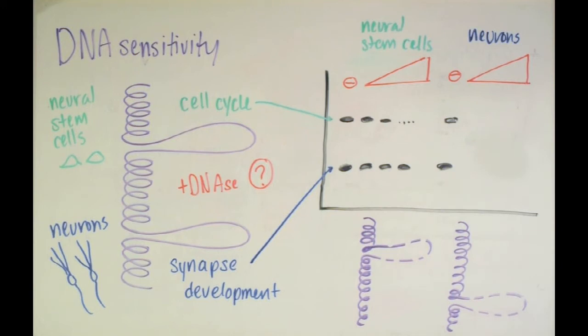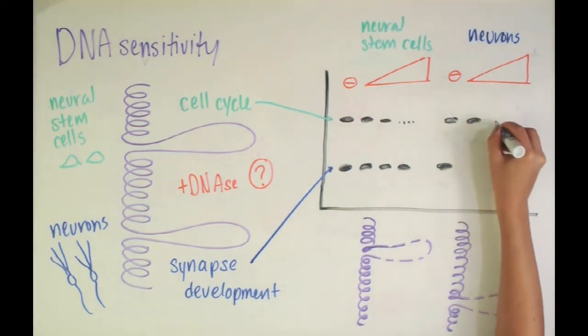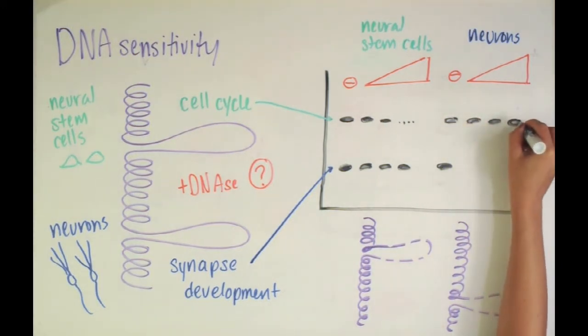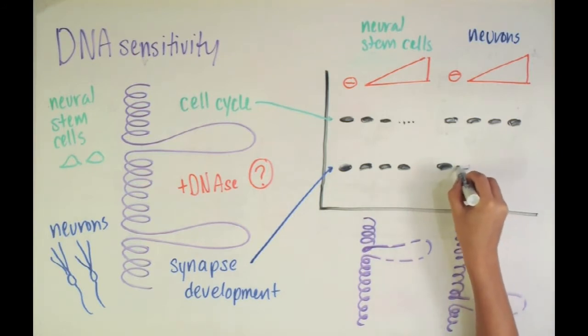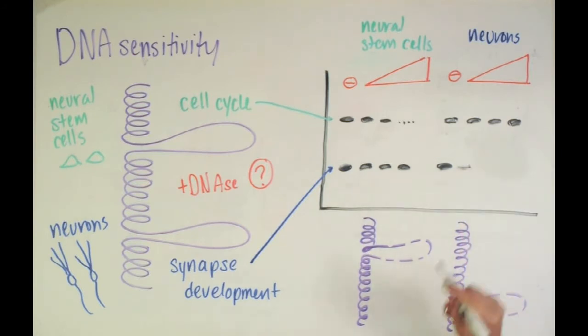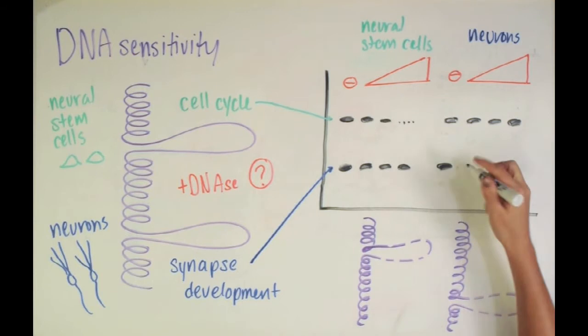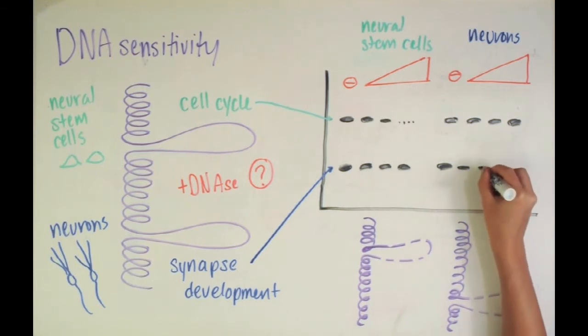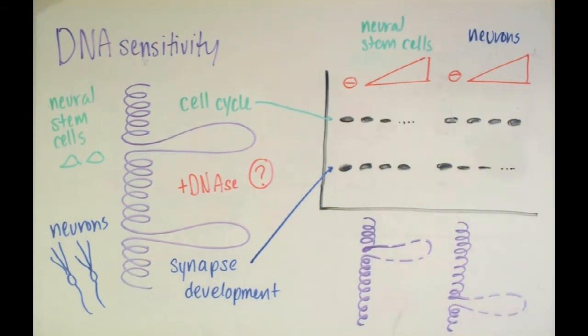In your sample of neurons, the opposite is true. You would expect the cell cycle bands to remain constant across DNase concentrations because neurons don't divide. However, the synaptic bands this time would decrease, indicating that this gene is actively transcribed in this particular cell type.